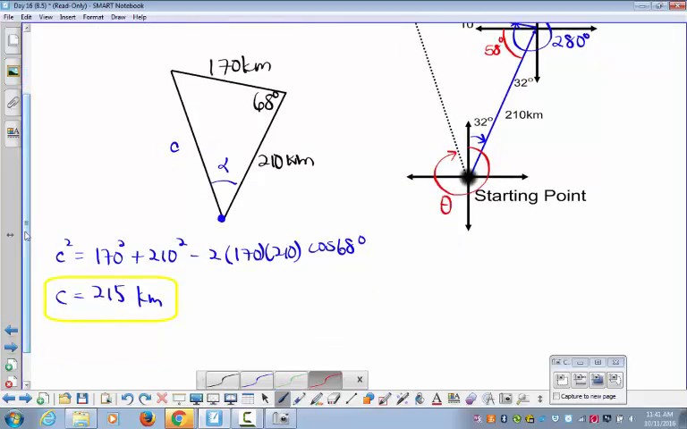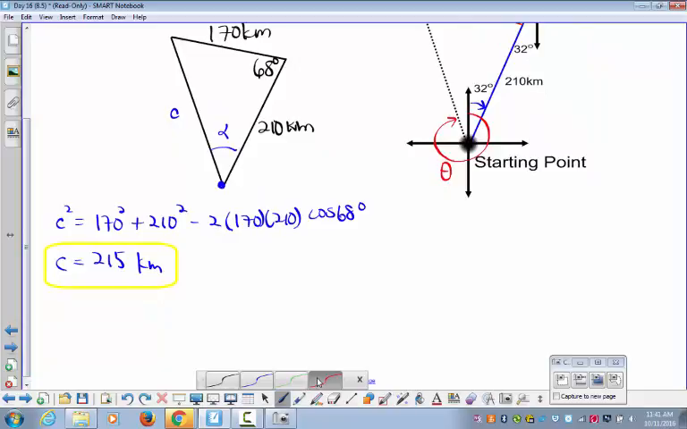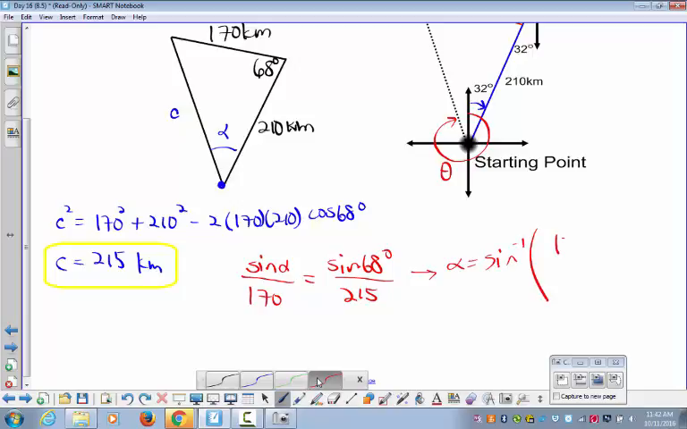Okay, law of sines now. So law of sines, alpha, that's acute, so this should work fine. So sine of alpha over 170 will equal sine of 68 over 215. So this tells us that alpha is the inverse sine of 170 sine of 68, all divided by 215. And what do we get for that angle, alpha to the nearest degree? 47.